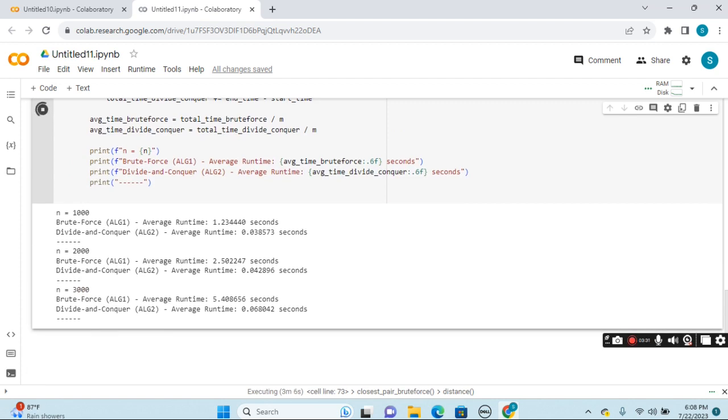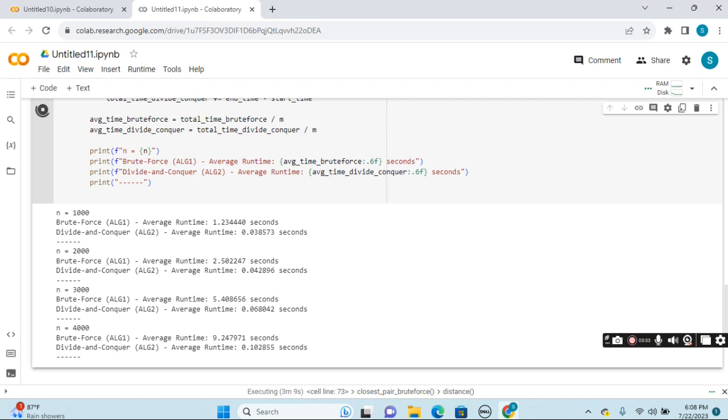After processing all the n values, the script calculates the average time for both algorithms, brute force and divide and conquer, by dividing the total times by m. It then prints the average runtime for each size set n.